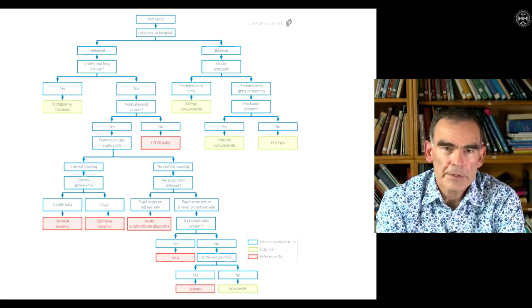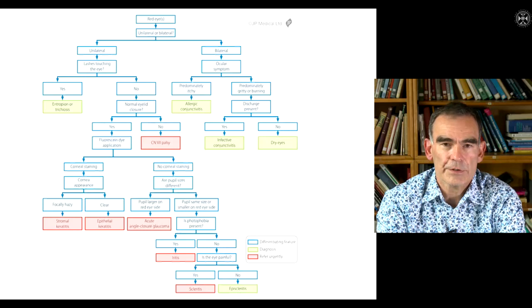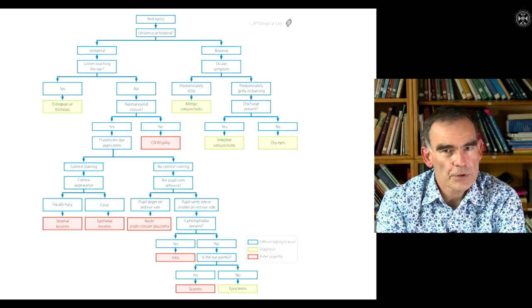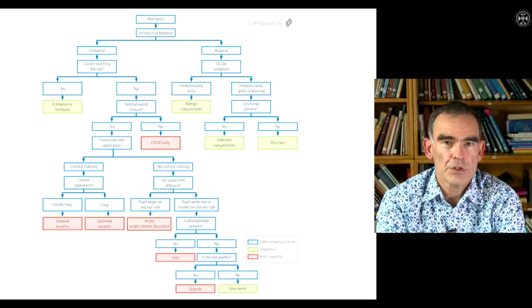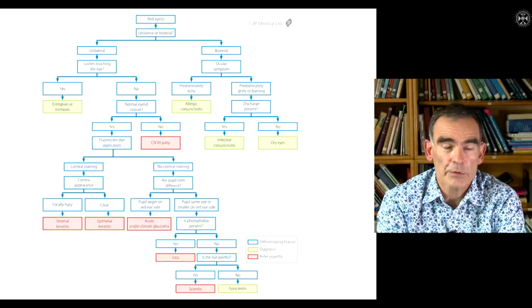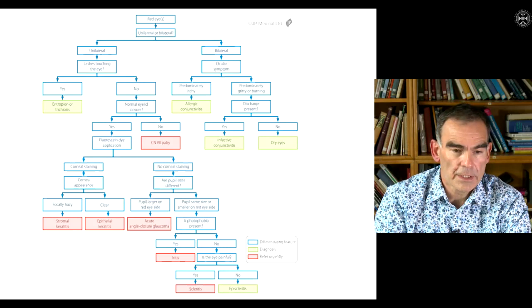And sometimes the little white dot is very difficult to see. It's pretty obvious as soon as you start to look for it, but again, if you just jump in and start to look at the eyes and you don't look at the lids, you'll miss it. The next bit of the algorithm is clearly, again, we're on the unilateral red eyes. Are the lashes touching the eye? No. Has the patient got normal eyelid closure?